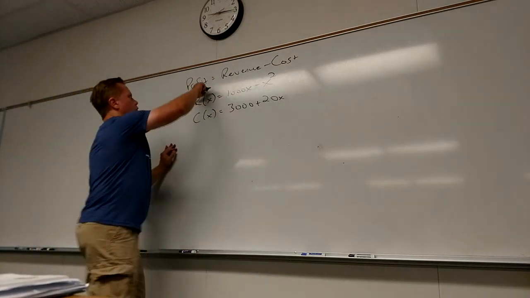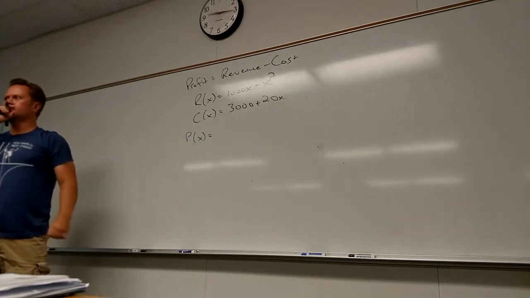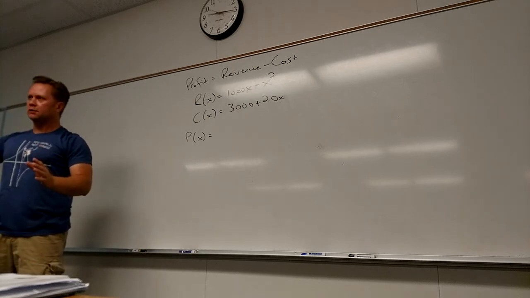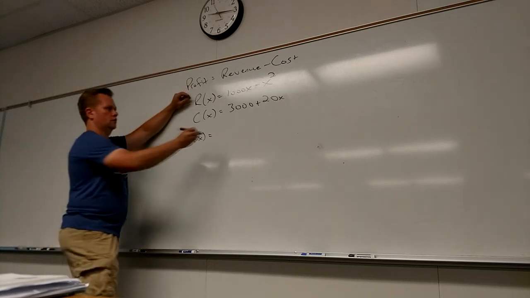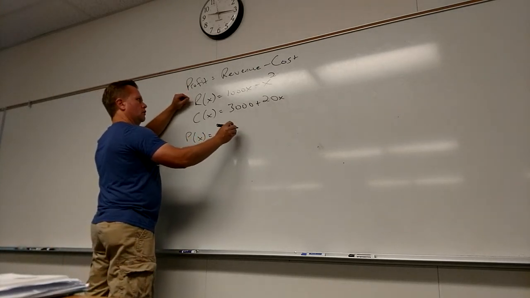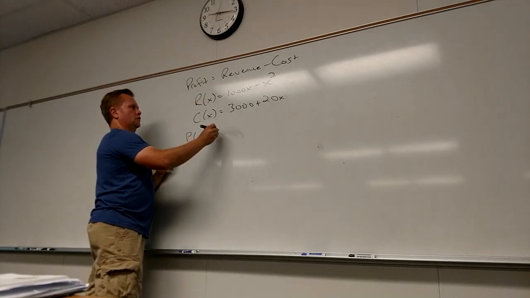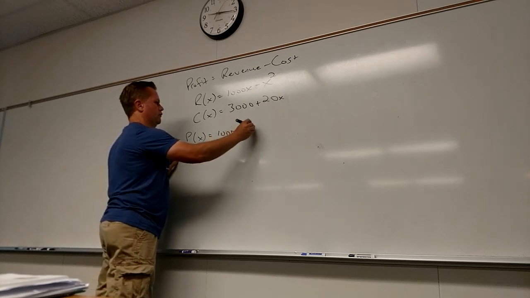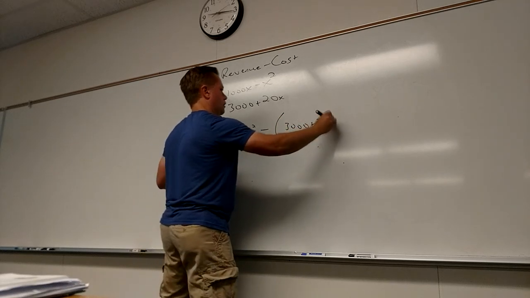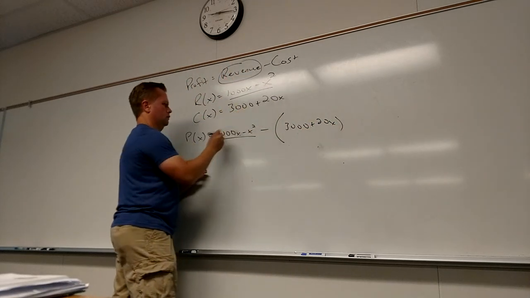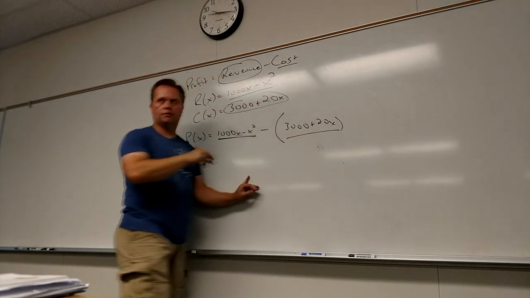So what would the profit function look like then? How would you get the profit function put together? This problem is nowhere near as bad as the other one. They gave us everything that we needed. They reminded us this is true. So it'll be profit equals revenue minus cost. What's the revenue? It'd be 1,000x minus x squared. Good, that's the revenue. Minus the cost, 3,000 plus 20x.